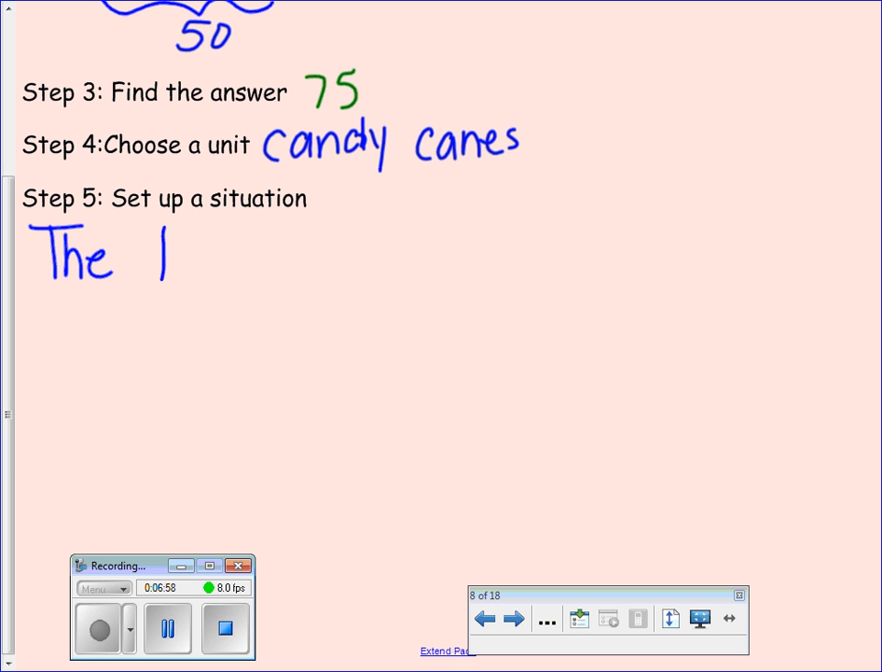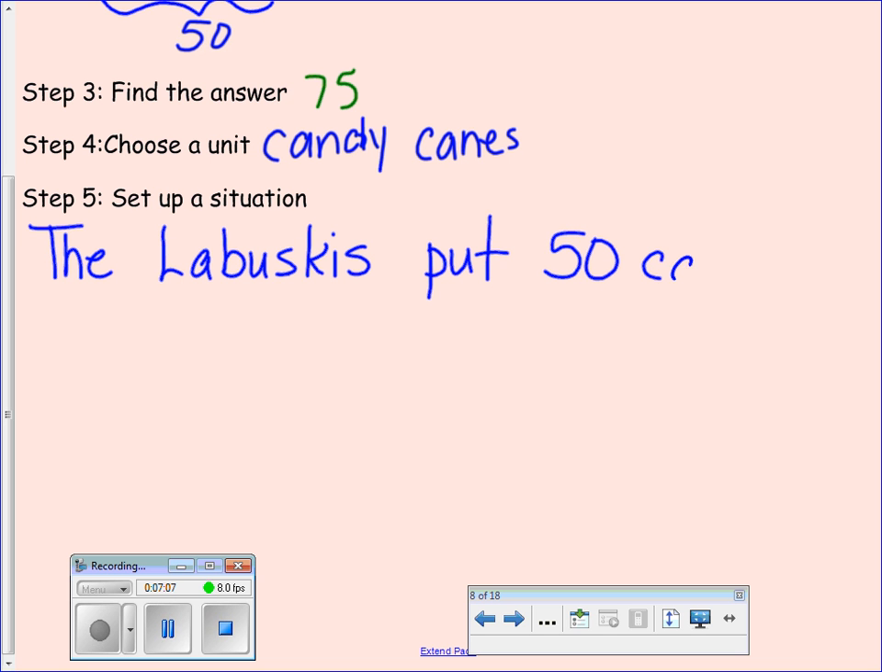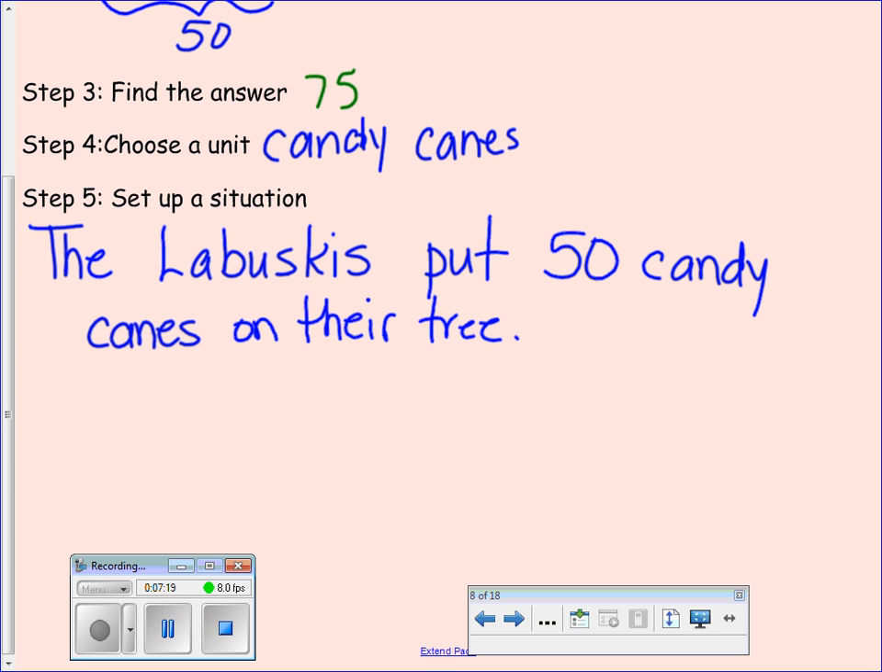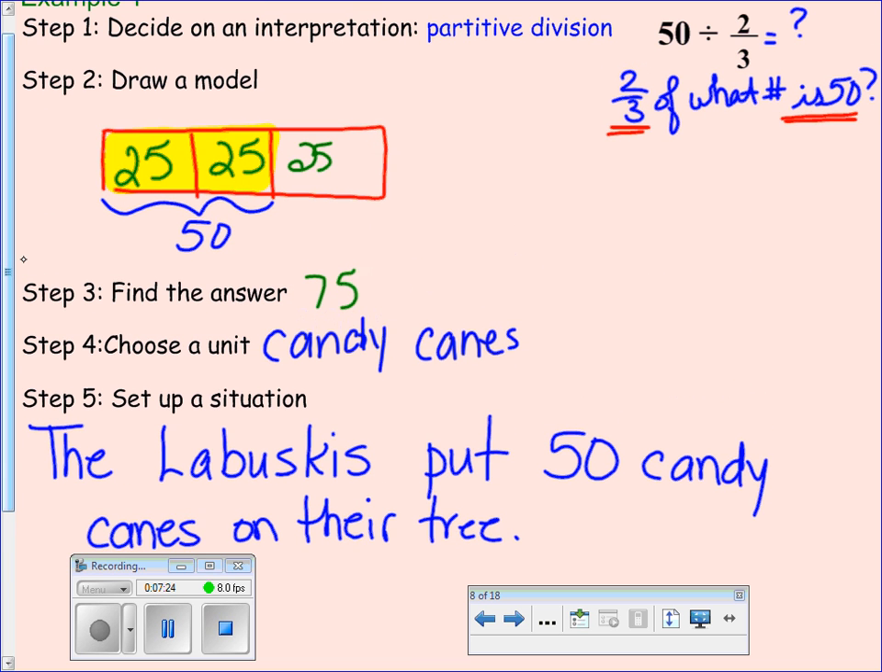So, the Labuskis put 50 candy canes on their tree. Now let's go back and look at our model. Are those 50 candy canes the total amount of candy canes that we bought? No. Those 50 candy canes are only part of what I bought. 50 is what part?